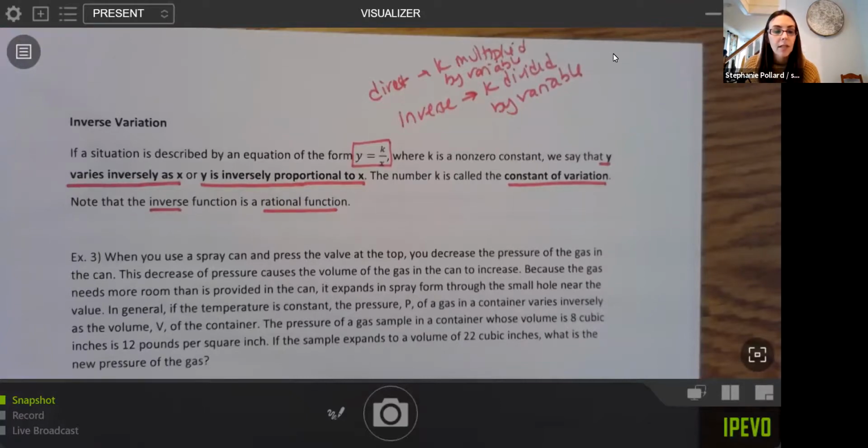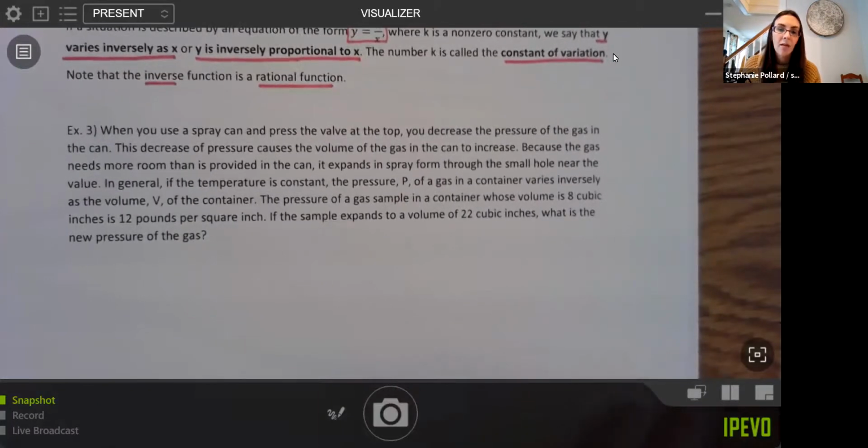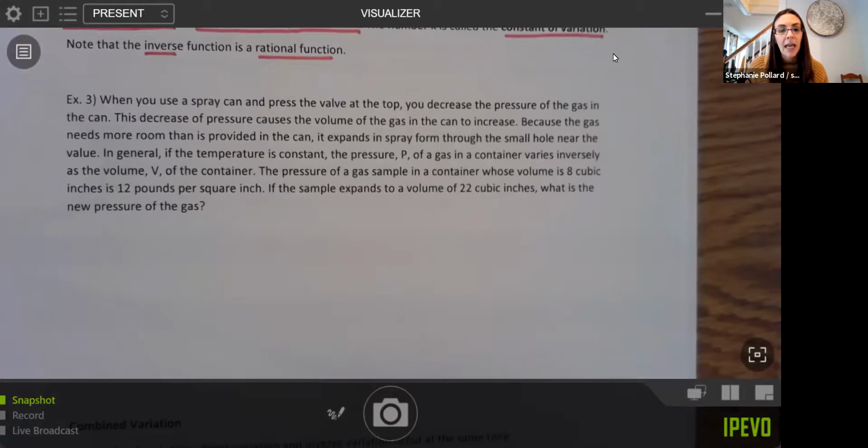Okay. So let's do an example here. When you use a spray can and press the valve at the top, you decrease the pressure of the gas in the can, and this decrease of pressure causes the volume of gas in the can to increase. Because the gas needs more room than is provided in the can, it expands in spray form through the small hole near the valve.